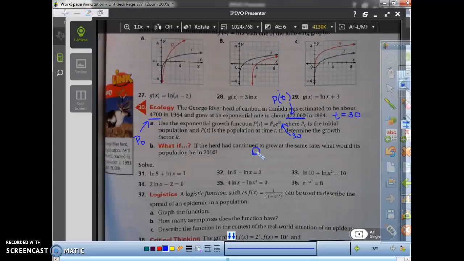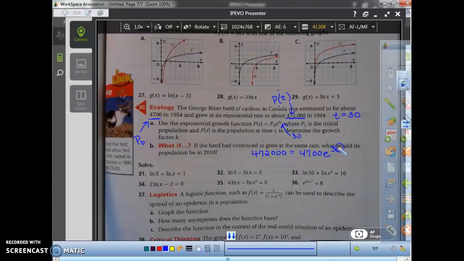So I end with 472,000. I start with 4,700. It is growing pretty quickly, isn't it? Wow. Then I have E. I do not know my K value, but I do know my T value is 30.